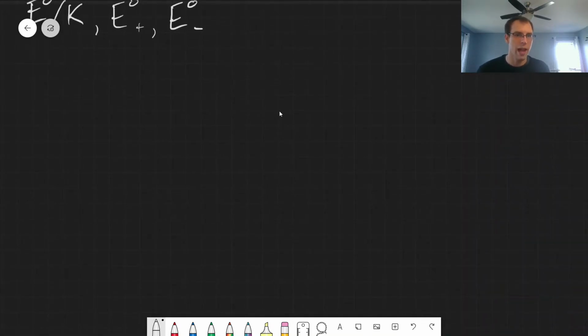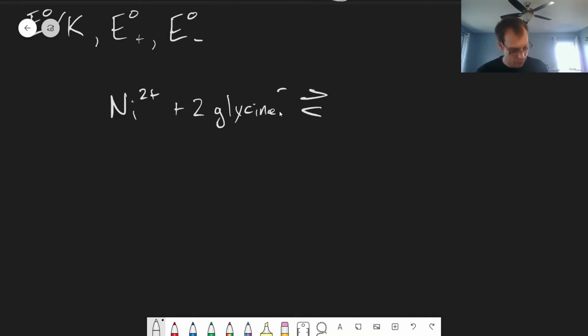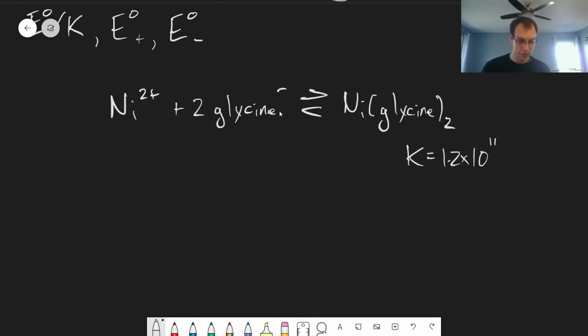So we're going to look at a few reactions here. Let's say we're looking at this reaction: nickel ions complexing with glycine, 2 glycine minus, to form this nickel-glycine complex. And let's say we know K for this reaction, 1.2 times 10 to the 11th. So very favored to form the complex.